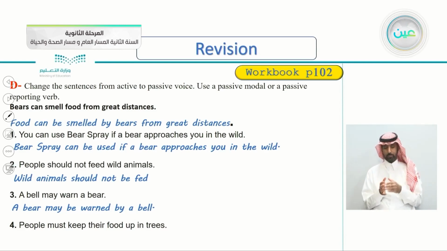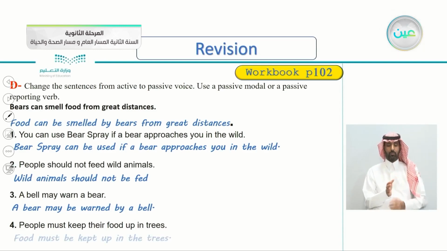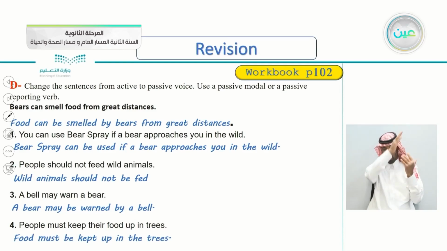Number four, people must keep their food up in trees. So begin with the object. Remember, what's the object here? Very good. So let's see the answer here. Food must be kept up in the trees. So food must be kept. Must be kept. The past participle of keep here is kept. Food must be kept up in the trees.